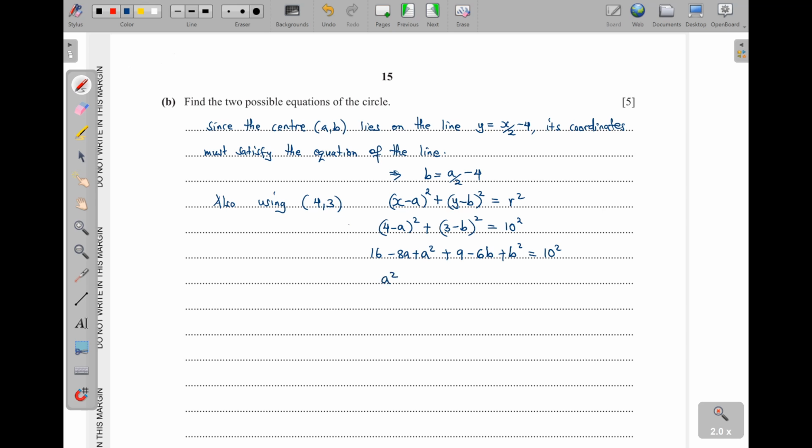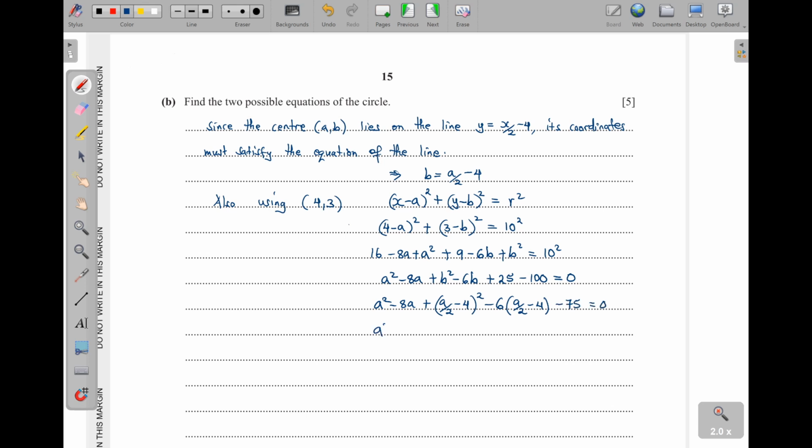How? We have a squared, then minus 8a. This 9 plus the 16 will give us 25, right? Then we also have b squared minus 6b, then plus the 25, then minus this 100, which will give us 0. Now remember, b is equal to a over 2 minus 4. So I will have a squared minus 8a, plus (a over 2 minus 4) squared, then minus 6 times (a over 2 minus 4), and then 25 minus 100, that is minus 75.